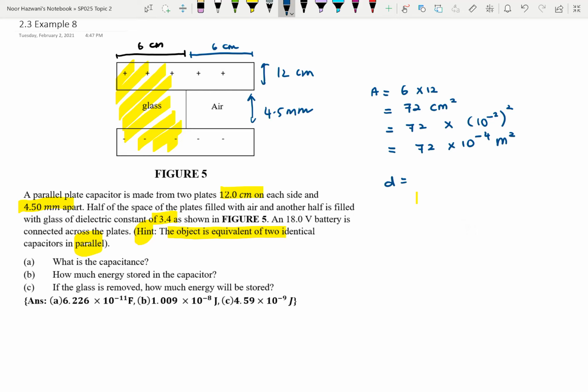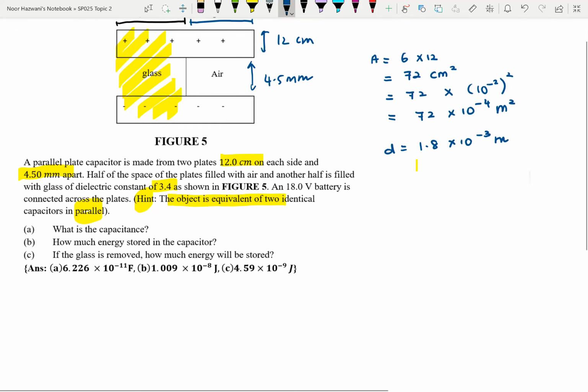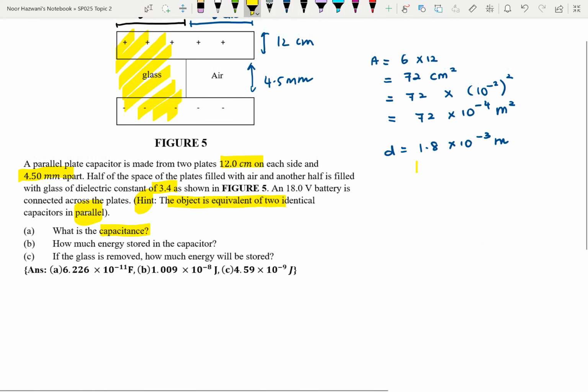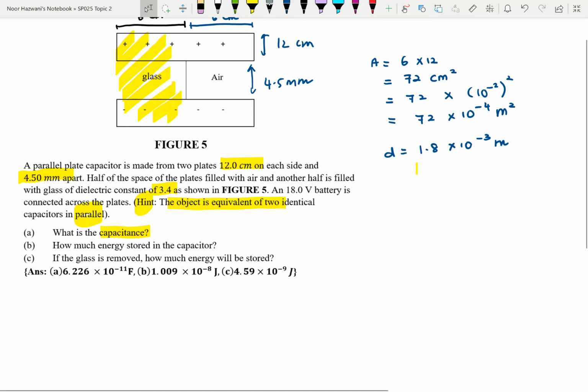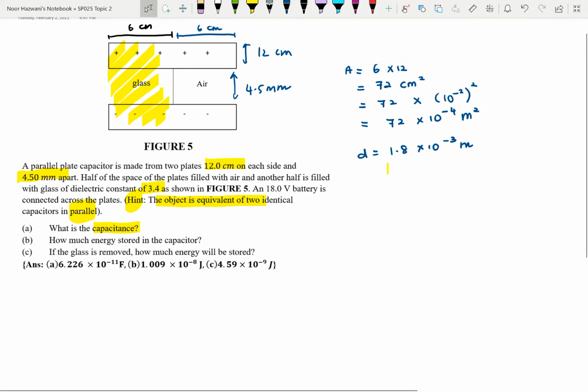And then for the distance, you have to convert it to SI unit, which is 1.8 times 10 power of negative 3 meter. Okay, so now we are going to calculate for the capacitance, but then we have two capacitance that we have to calculate first. First, capacitance with the glass, and another one is capacitance with the air field. Sebab kita ada dua sebenarnya. Okay, dia seolah-olah macam ada dua capacitor. Okay, so we start with part A. Okay, so kita akan kira capacitance with the air field dulu.